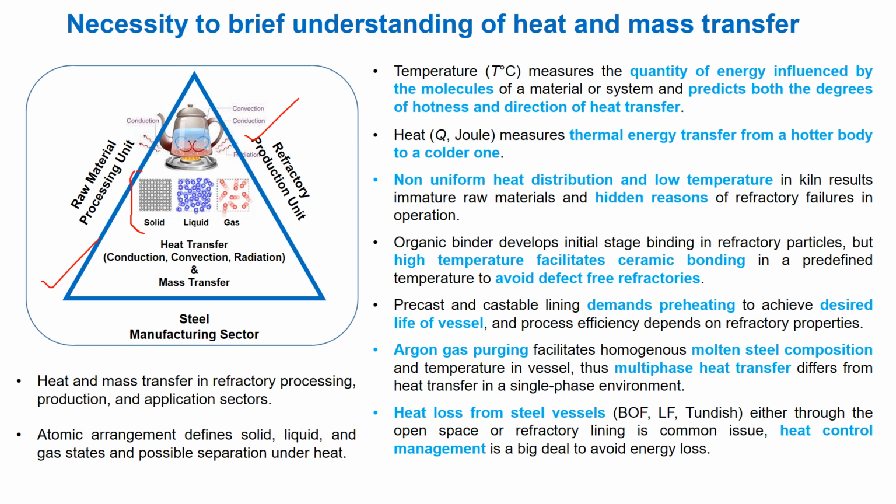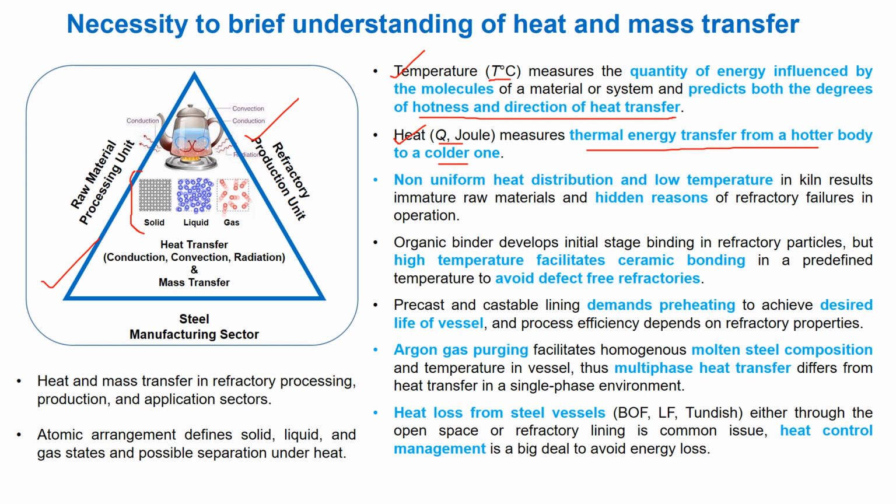We can start with the difference between temperature and heat. Temperature measures the quantity of energy influenced by the molecules of a material or system and predicts both the degrees of hotness and direction of heat transfer, whereas heat measures thermal energy transfer from a hotter body to a colder one. The units are degree centigrade and joule.